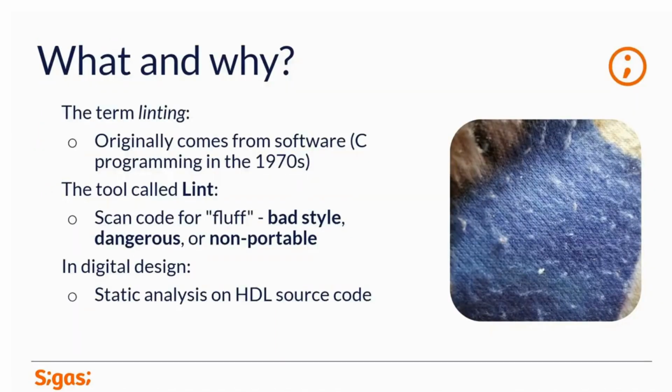The term linting originally comes from C programming. Back in the 70s, there was a tool called lint that would scan code for what they called fluff, like tiny bits of fiber on clothing. These were pieces of code that would still compile, but might be bad style, dangerous, or non-portable. In digital design, the idea is very similar. Linting means running static analysis on HDL source code to detect potential issues without having to run simulation or synthesis.